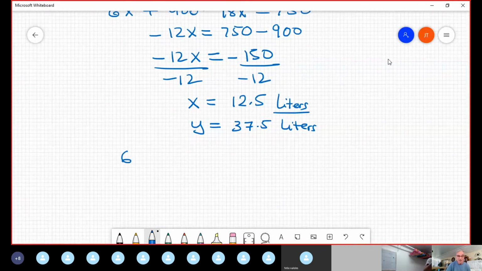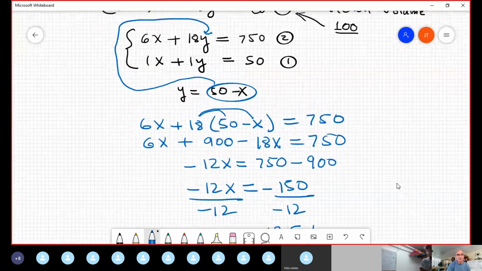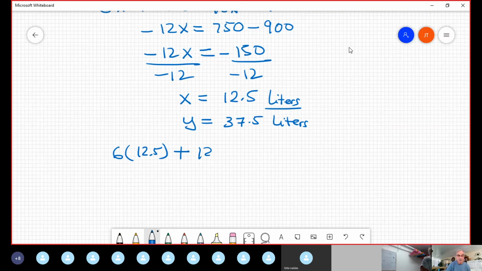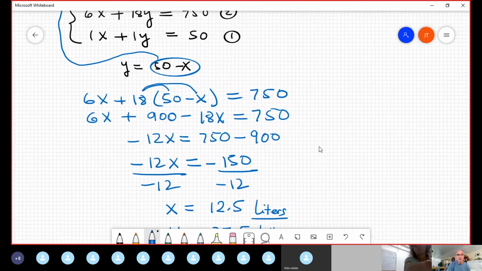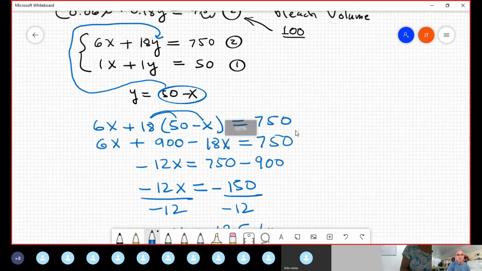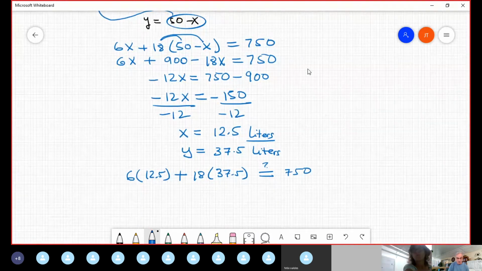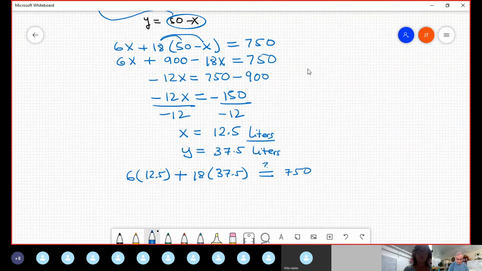The equation number 2 is 6x plus 18y. The verification is 6 times 12.5 plus 18 times 37.5, which should be equal to 750, no? That number, right? Look at that, in equation 2. Again, I put in my calculator 12.5 times 6, 75.